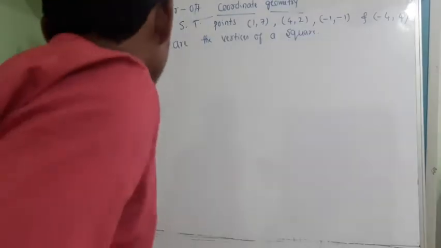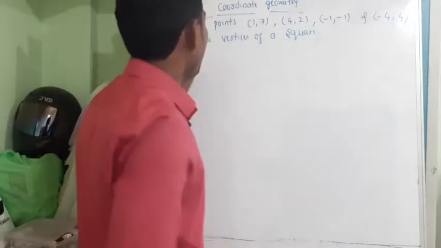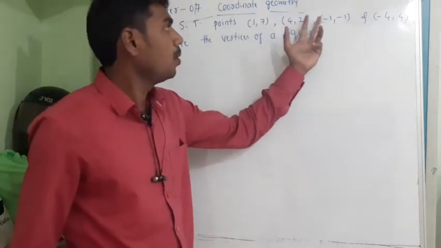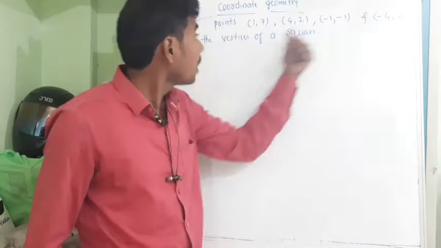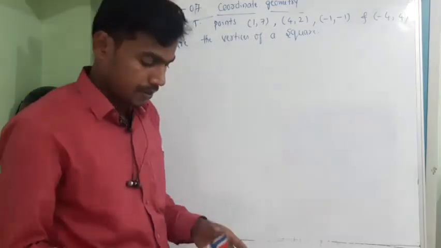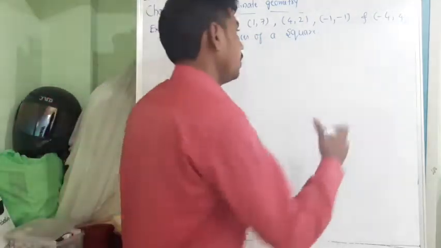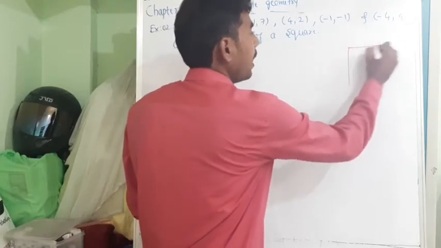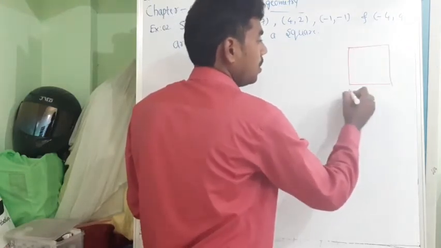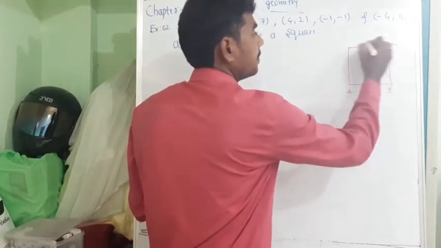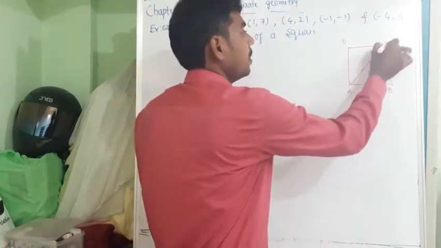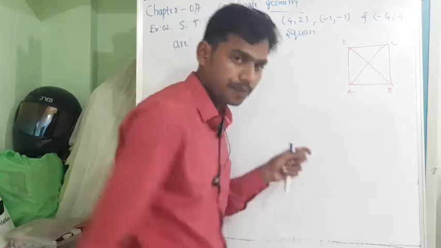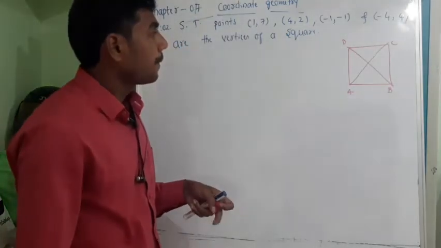So second example, show that points (1, 7), (4, 2), (-1, -1), (-4, 4) are the vertices of a square. If I want to call a quadrilateral a square, all the sides should be equal and its diagonals should be equal. This is the property of a square.